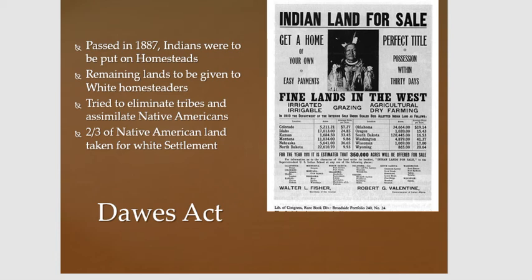They can have 160 acres. But Native Americans aren't used to having land. They don't understand the idea of land ownership. So they include something in the Dawes Act which said that any land that goes unclaimed by the Native Americans will be turned over to the federal government for white settlement and white homesteading. This led to the federal government seizing two-thirds of Native American land.